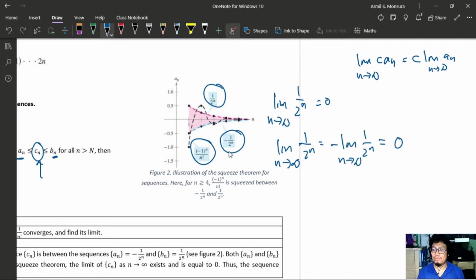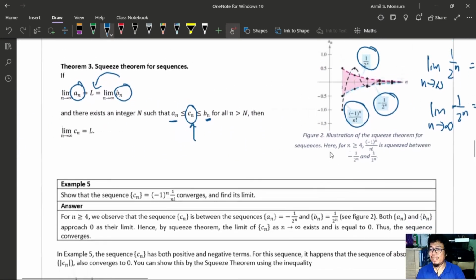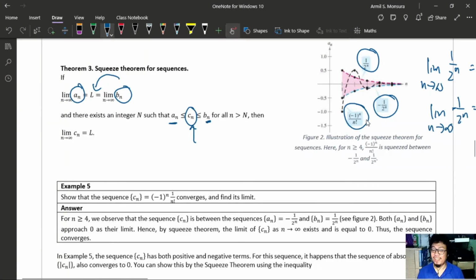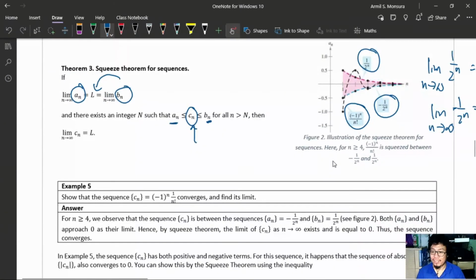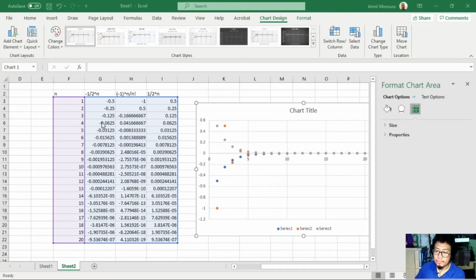Here we have a graphical proof. But how to prove it analytically may be a difficult thing for you. But you can actually prove it numerically. You can prove it numerically. Here we attempted to generate the first 20 terms of each of the sequences.